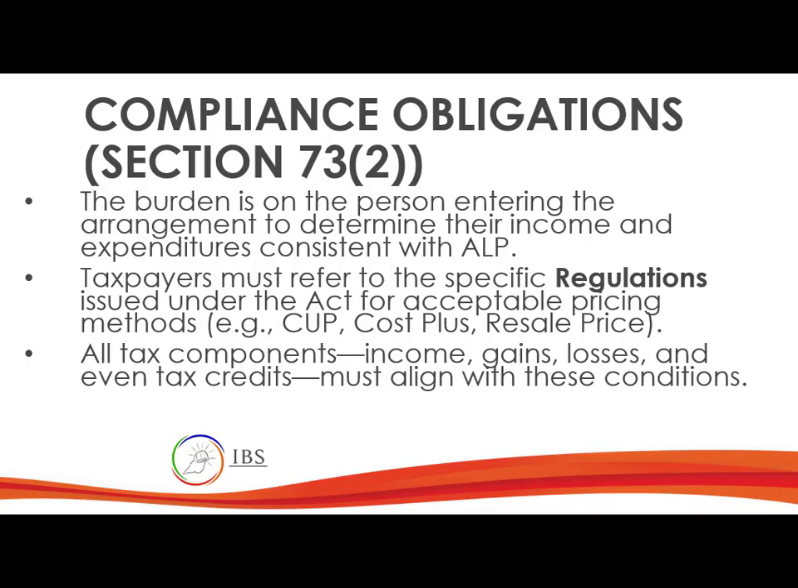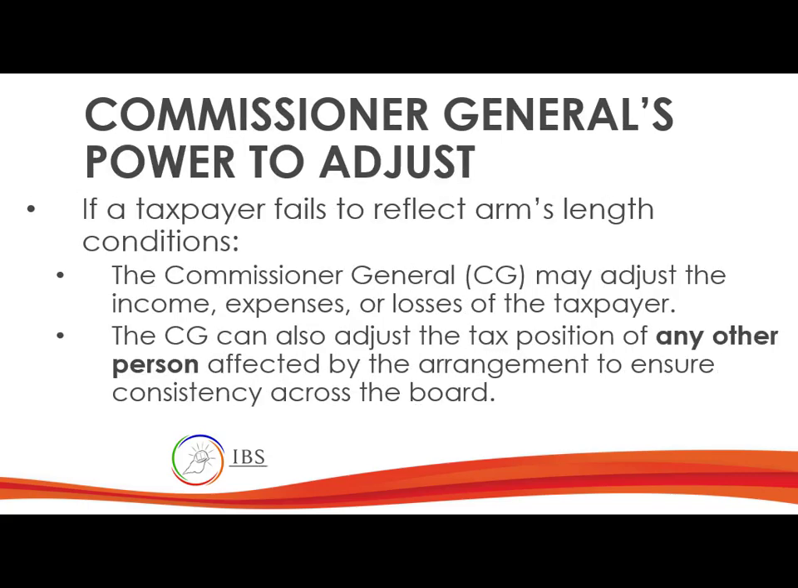All tax components, income gains, losses, and income tax credit must align with these conditions. So what will be the power of Commissioner General? If the taxpayer fails to reflect arm's length transaction, the Commissioner General may adjust income, expense, or losses of the taxpayer. Which means the Commissioner General will check your transaction, compare it with the real world and reality, and even the economic substance. And then they will adjust.